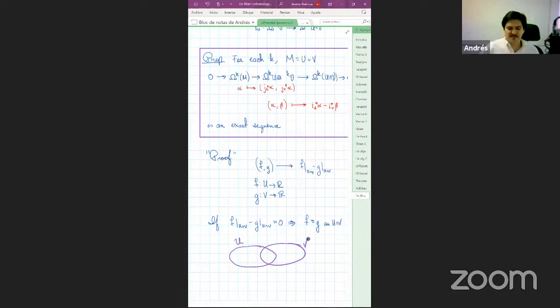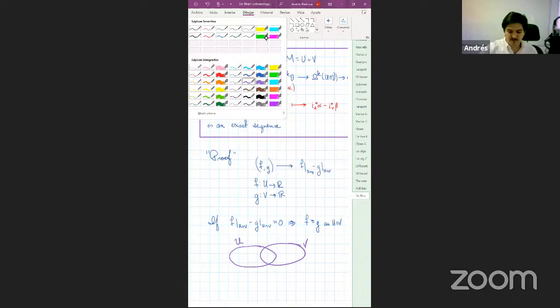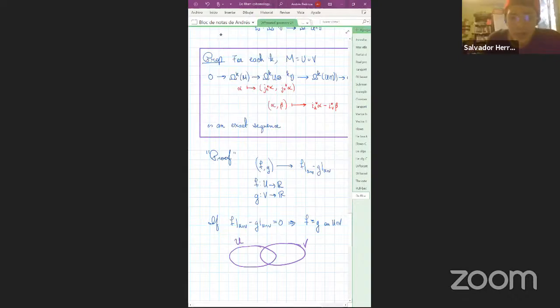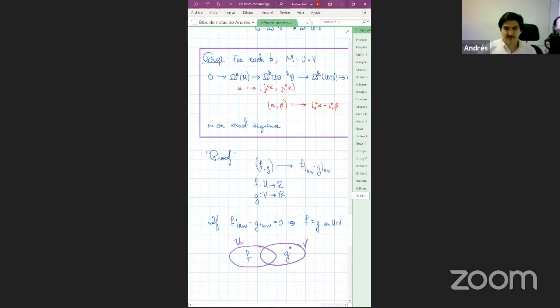Come on, what else? No, wait a second, I got confused. So let's see. Salvador, you want to comment more or not? Yeah, yeah. So in the initial set, they are like the same in both coordinates, right? So that's the image of.